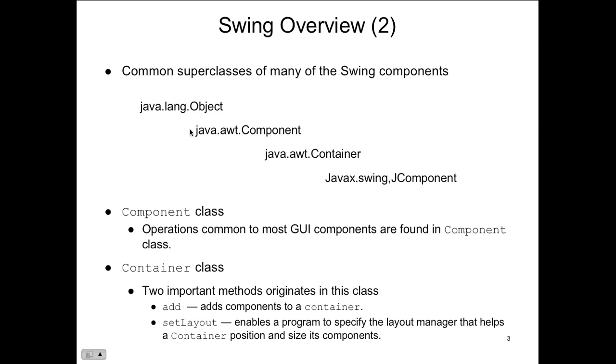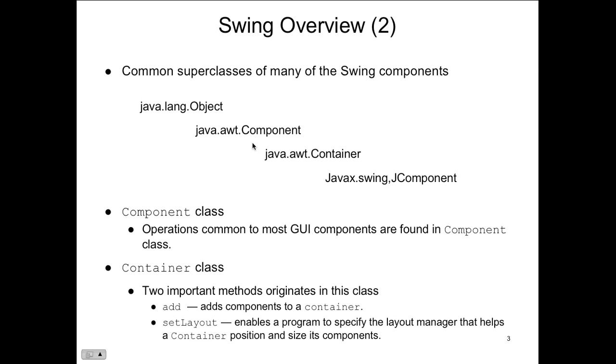So the hierarchy is kind of going like this. We've got component, then we've got container, and I'm going to talk about component and container in a few minutes. And then we have the Swing JComponent, which is a Swing component, sort of like an Abstract Window Toolkit component, but it's living inside of container.